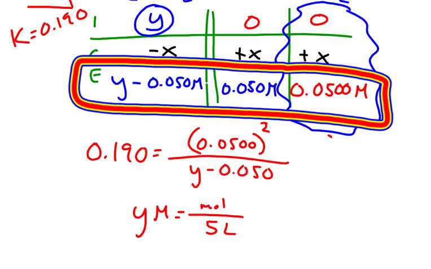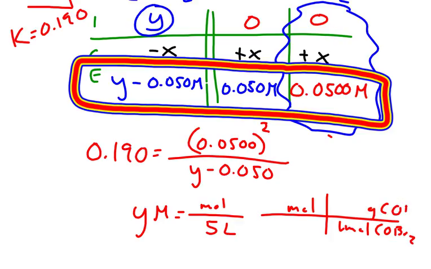And then the final question. This just unfortunately is an extra step. Once I get that, then I need to convert it to grams. So then I would take my moles, right, and then I'd have 1 mole on the bottom of the COBr2, and then I'd have how many grams that is.